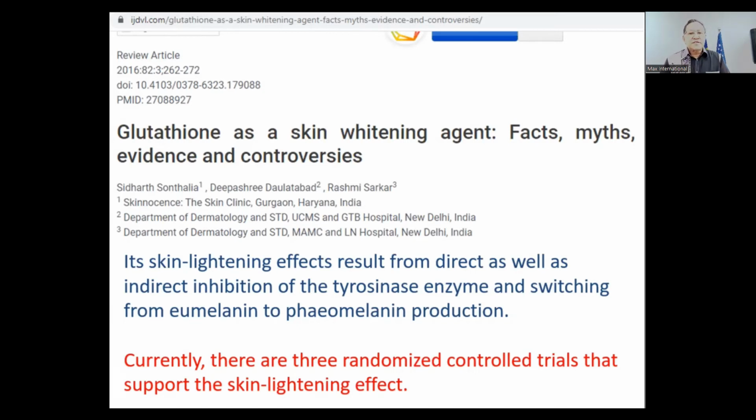Glutathione's skin lightening effects result from direct as well as indirect inhibition of the tyrosinase enzyme and switching from eumelanin to pheomelanin production. Tyrosinase enzyme is involved in the production of melanin, the pigment that makes us dark. Currently, there are 3 randomized controlled trials that support the skin lightening effect, meaning it is a fact that boosting glutathione can make your skin healthier and fairer.